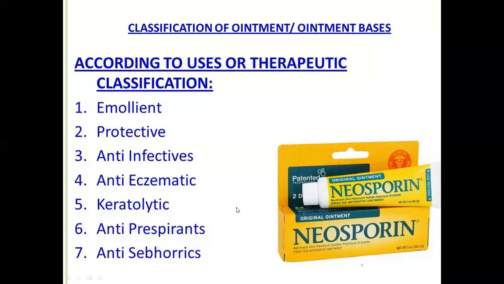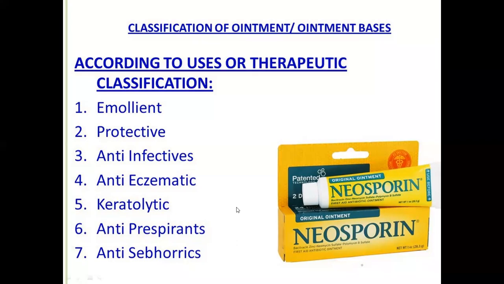The next type of ointment is antifungal ointment. These ointments are used to treat the fungal infections. The ointment used to treat fungal infection is known as antifungal ointment. Then antibiotic ointments are used to kill microorganisms. Bacitracin ointment, neomycin ointment, chlortetracycline ointment. So these are under the antibiotic ointment.